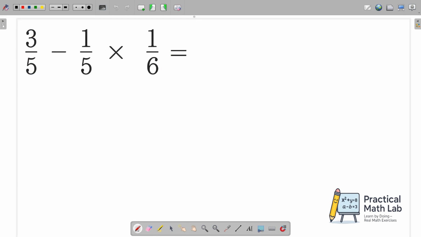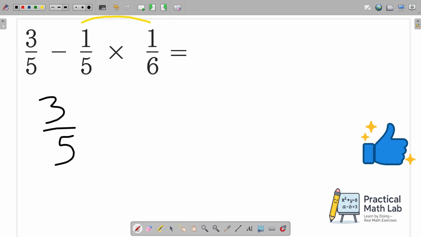Now, according to the order of operations, we have to do the multiplication. For multiplication, you just multiply the numerators and the denominators. So it becomes 3 over 5 minus 1 times 1, which is 1. 5 times 6 is 30. Okay. So now we have 3 over 5 minus 1 over 30.